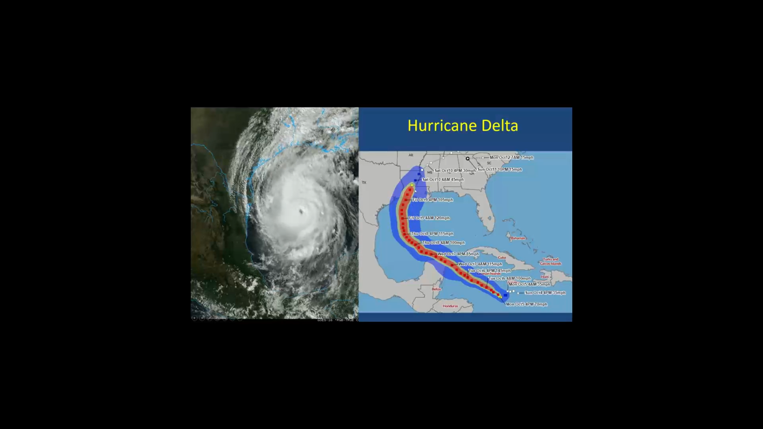And even though it's moving steadily, it's not really racing through the state, and it's fairly large. So there's a little bit of concern about flooding rains too, although probably the biggest threat would be storm surge and high winds.